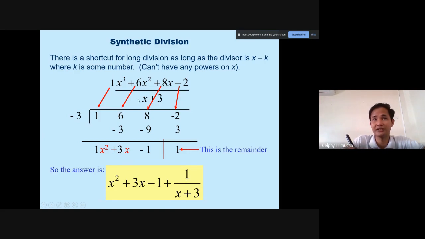Okay, so that is our divisor. So any questions or clarification before we proceed? If there are any questions or clarification.